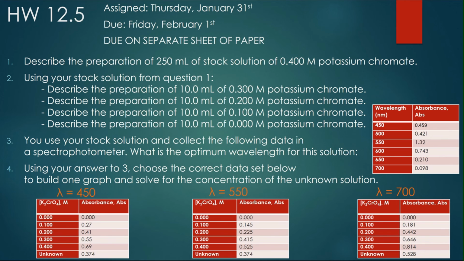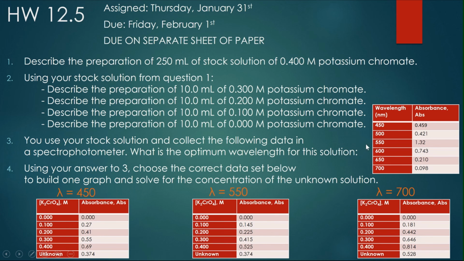It's all geared towards running a Beer's Law lab. So you're starting off, question 1, you're making or describing the preparation of a 250 milliliter stock solution. Question 2, you're describing how you're going to make your 4 unknown dilutions. Don't forget your 5th dilution, or your 5th data point would be your stock solution, at 0.4 molar, not diluted at all.